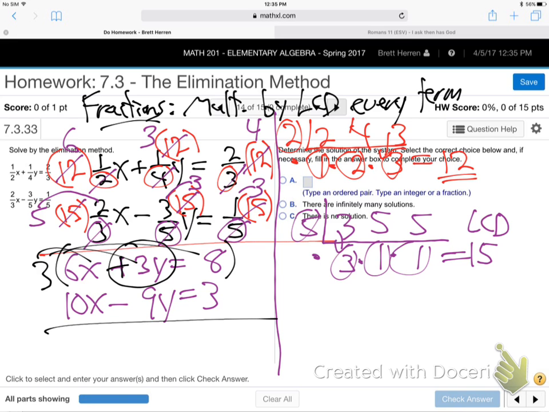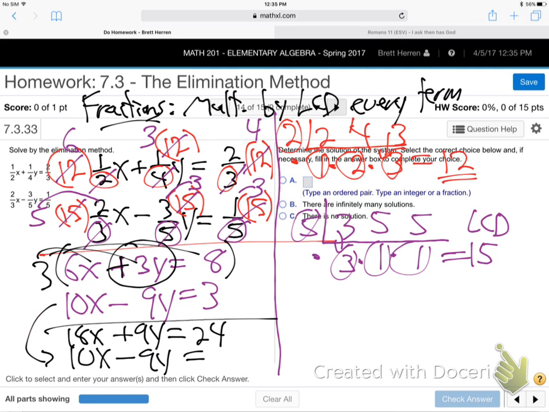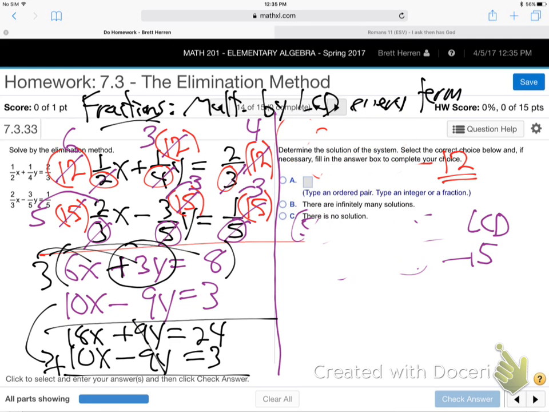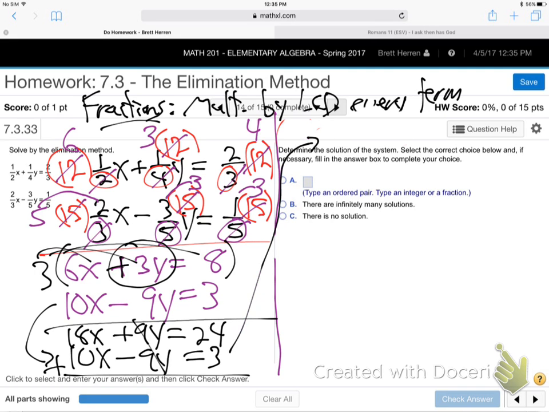Boom, boom, boom. Then I get 18x plus 9y is 24. The bottom one, I'll just bring it down: 10x minus 9y is 3. Add them up. These cancel. I'm going to have to bring it over here. Yeah, I'm going to get 28x equals 27. And then divide by 28. There's the answer for x.